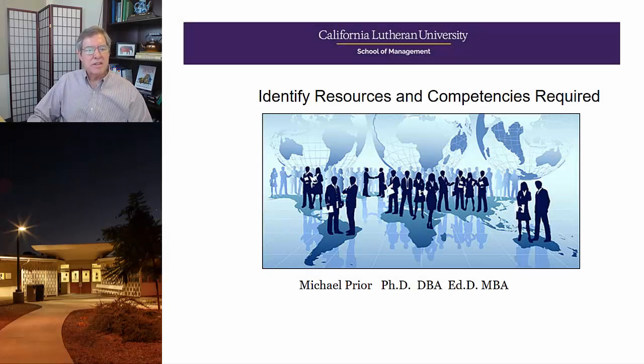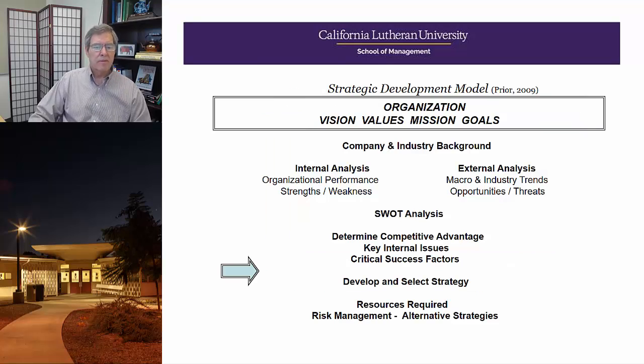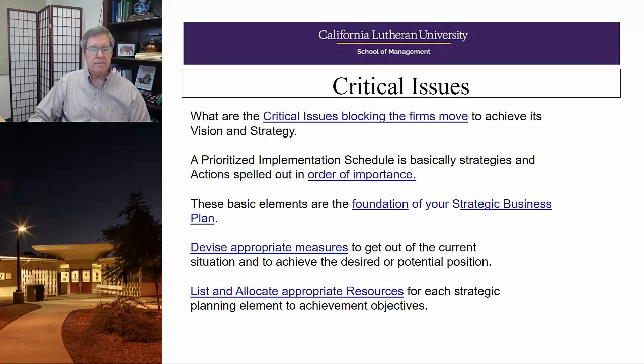Michael Pryor. This section looks at identifying resources and competencies required. So this falls under the development and selection of your strategy and the resources required. So the critical issues. What are the critical issues blocking the firm's move to achieve its vision and strategy? A prioritized implementation schedule is basically strategies and actions spelled out in the order of importance. These basic elements are the foundation of your strategic business plan.